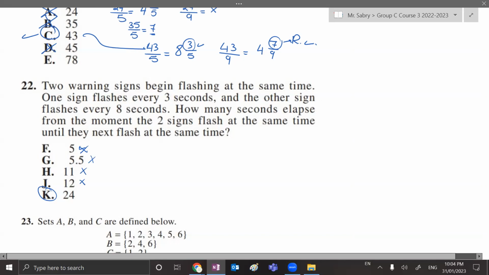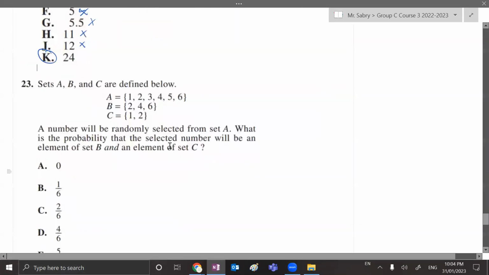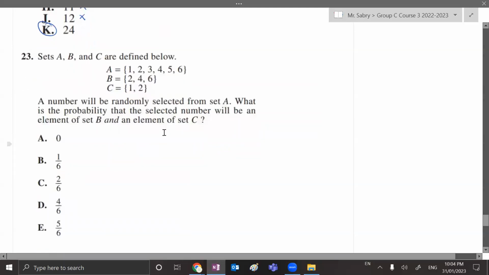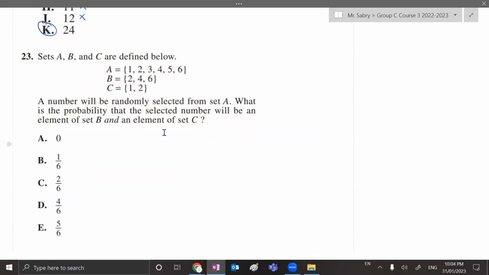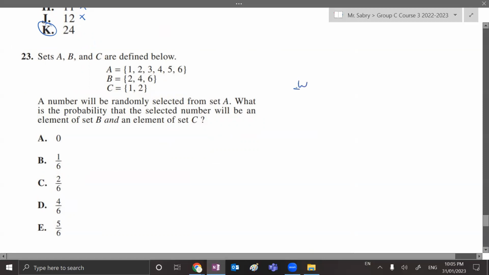Let me check if I can quickly get the other question that we saw before. And no, I'm sorry. Okay, let's work on 23. In 23, it says there's set A, B, and C. A number will be randomly selected from set A. What is the probability that the selected number will be an element of set B and an element of set C? Probability. So the probability is always wanted over total.